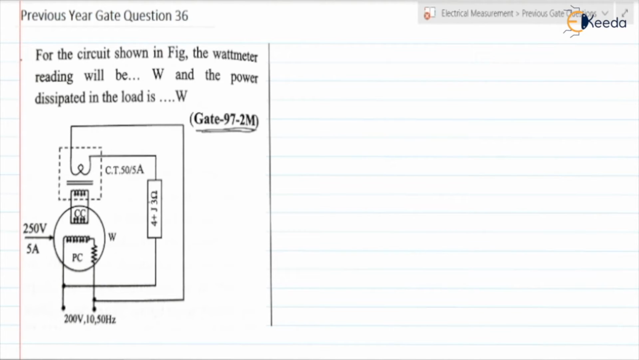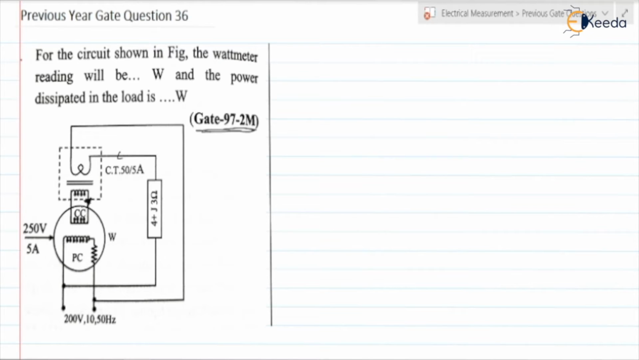Whatever the current which is flowing through the load, the same current is flowing through the primary of the current transformer. Current transformer is having a rating 50/5. Means if current here is 50 ampere, it will be reduced to 5 ampere at this side. Next, the potential coil of the wattmeter is connected across supply and the current coil of the wattmeter is connected to the secondary winding of the current transformer.